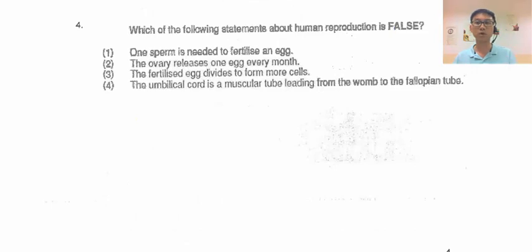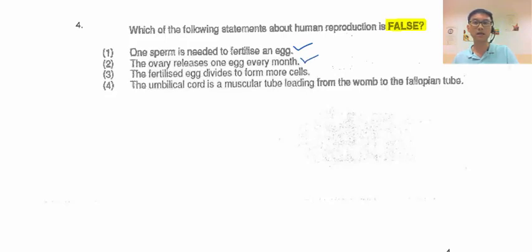Alright, question 3 we will not do, so let's focus on question 4. Which of the following statements about human reproduction is false? So I want false. Okay, so let's take a look. 1 sperm is needed to fertilize an egg. Is that true or false? Yes, this is true. An ovary releases 1 egg every month. This is true as well.